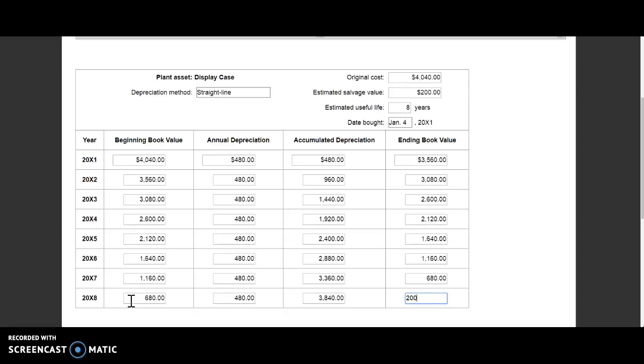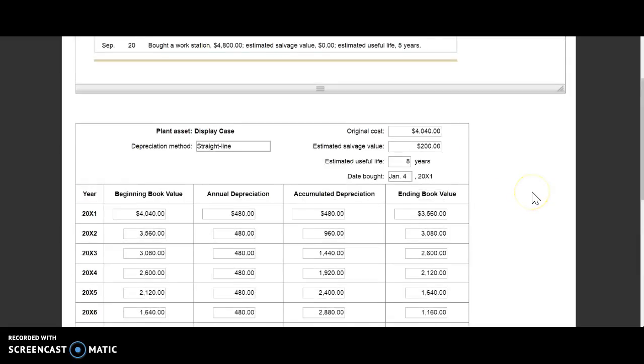And then our ending book value. Notice our ending book value also equals our estimated salvage value. Okay, let's move on to our next one.